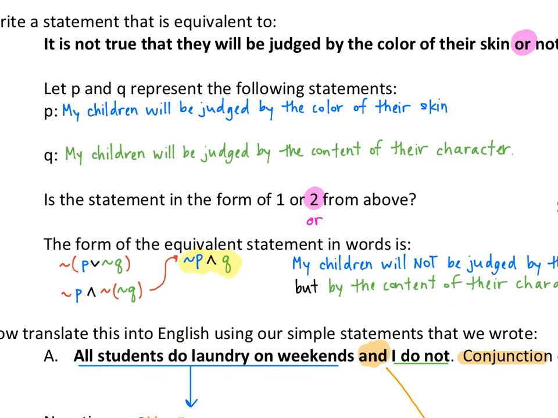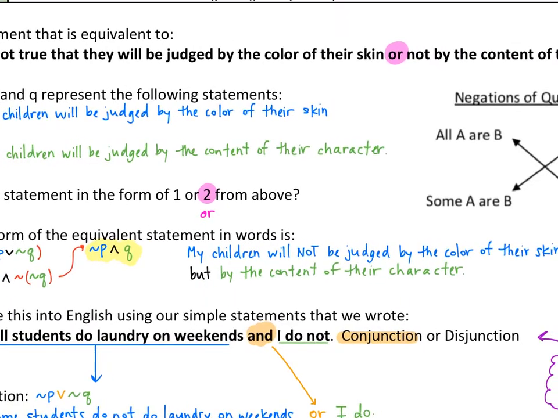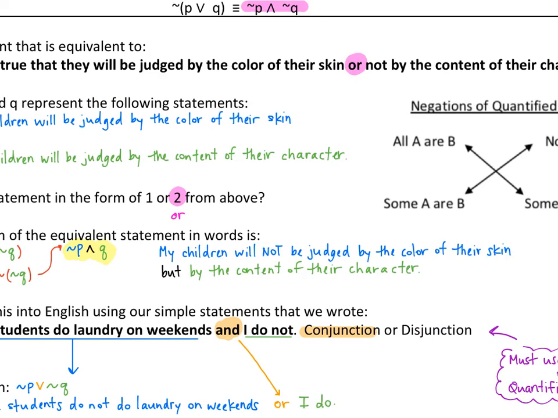When we clean that up, it becomes not P and not Q. So what's this going to look like if we change it back to words? We're going to have, my children will not be judged by the color of their skin, but, you could say but instead of and, by the content of their character.